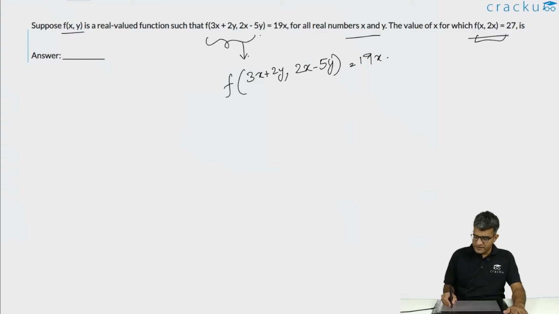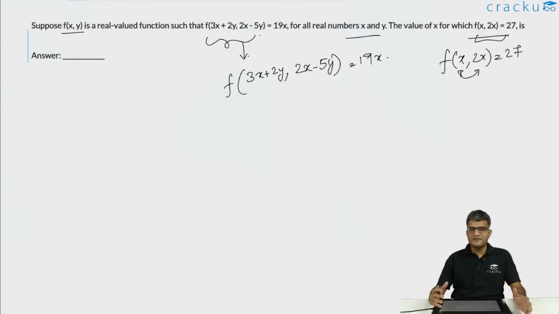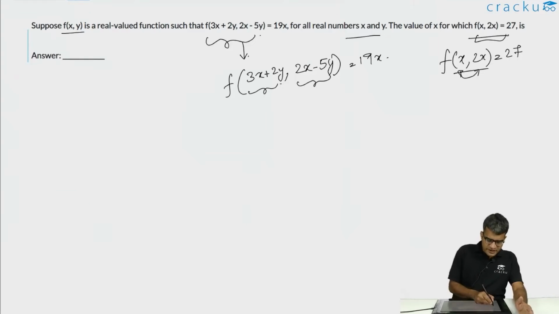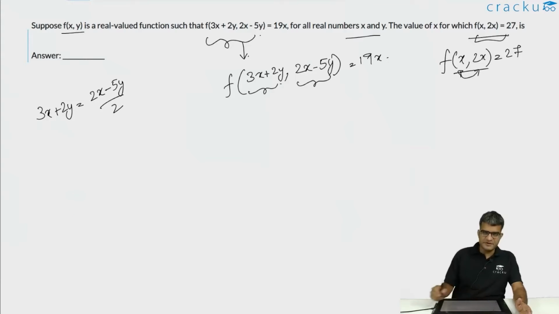If you are looking at what we need to do, we need to find the value of x such that f of x comma 2x is equal to a particular number 27. So the first thing we'll do is we'll try to understand the relationship between x and y such that the first parameter is half of the second parameter. Once we get that ratio, we will be able to progress further, because over here we want x comma 2x. So what we'll do is we'll try to find out if 3x plus 2y is equal to half of 2x minus 5y, what is the relationship between x and y?